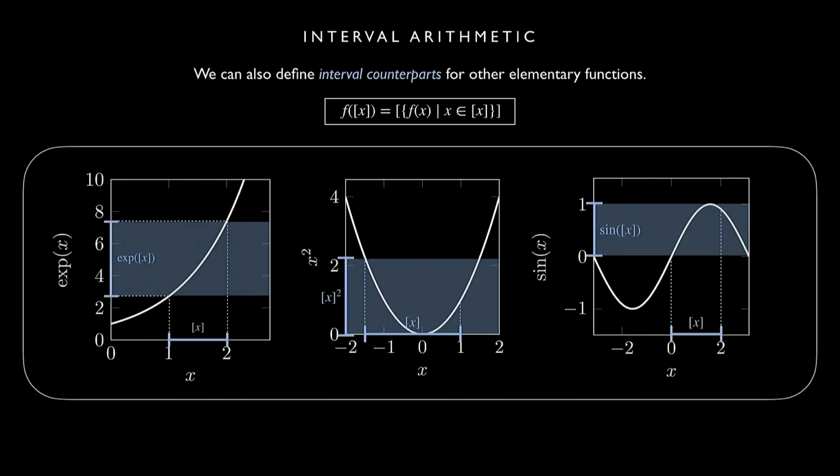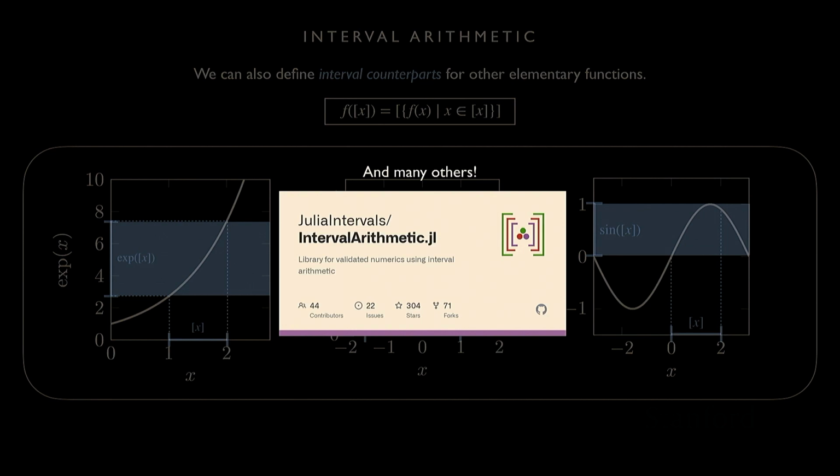So here's just an example of a few of them. We did exp, we did x squared. Here's a similar idea for sine of x. We can do this for many elementary functions. And no worries, you don't actually have to go sit down and code it up because someone's already done that for you. There's a package called IntervalArithmetic.jl in Julia that's quite good. You can take all the native Julia functions like sine and exp, and you can pass intervals through them, and it will keep track of all these things for you, which is pretty cool.